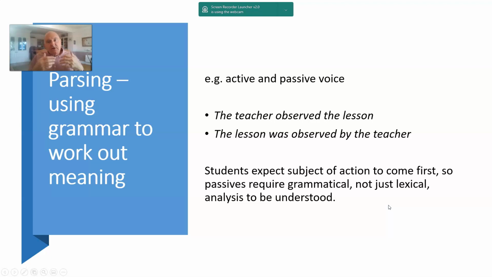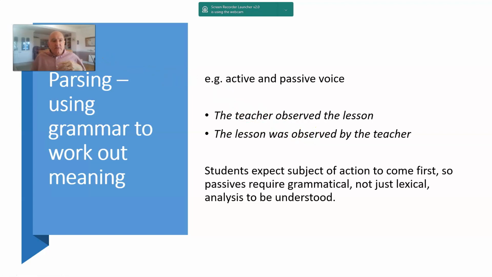Now, that focus was on lexical retrieval. I did mention that we'd focus also on parsing, because we do need grammar to make sense of sentences quite clearly. One obvious example is tense. So being able to spot the tense of a verb is crucial for meaning. And another one is the one you can see on the slide in front of you, and that's the idea of active and passive.